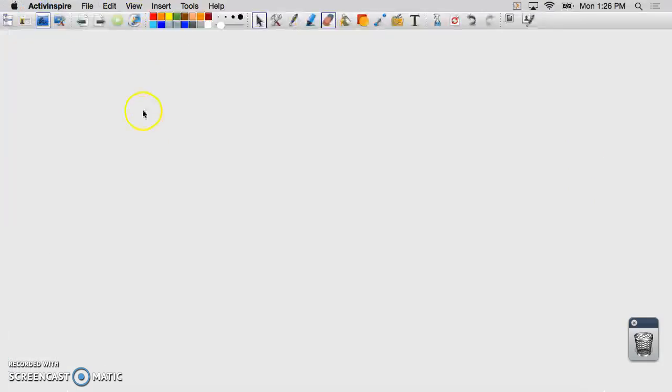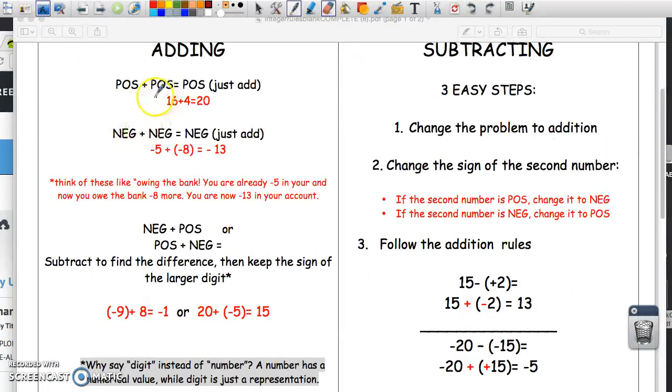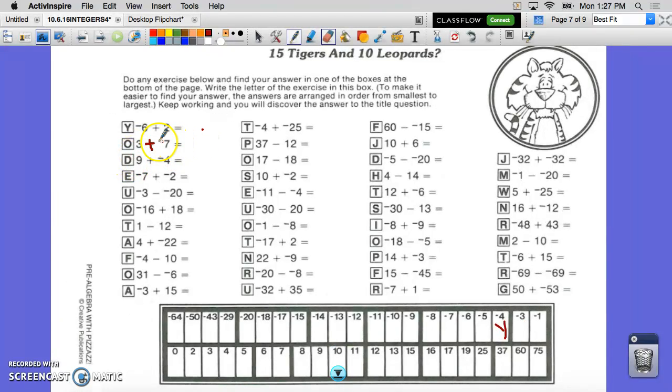So let's do those steps. Step 1, change it to addition. Step 2, change the sign of the second number. Negative 7 now becomes positive 7. Step 3, follow the addition rules. You have a positive plus a positive, and when you have a positive plus a positive, you just add. So I will just add 7 plus 3, 10. Answer for O is a positive 10. So now I'm going to put an O on the positive 10. Moving on to the next one.